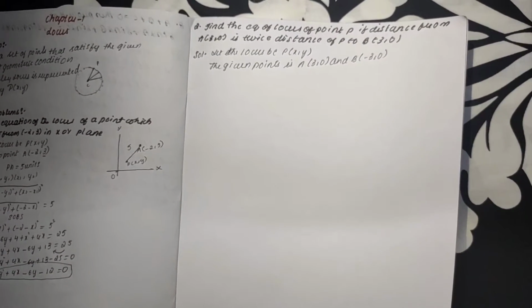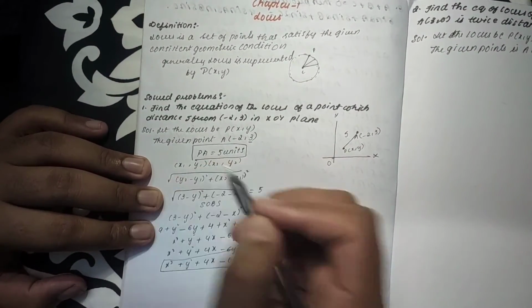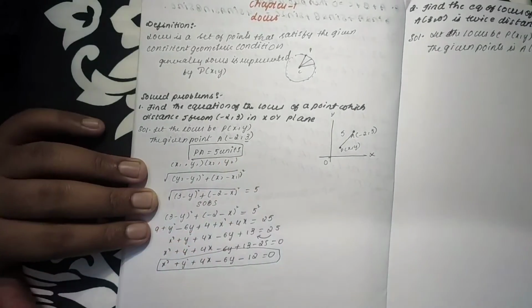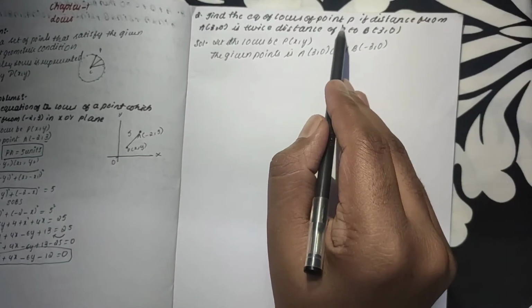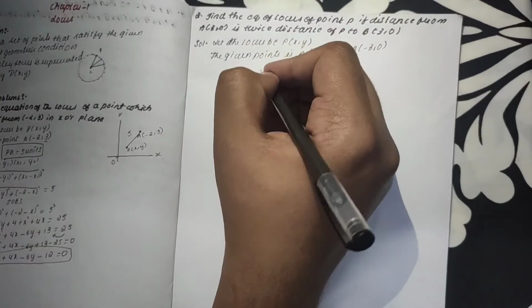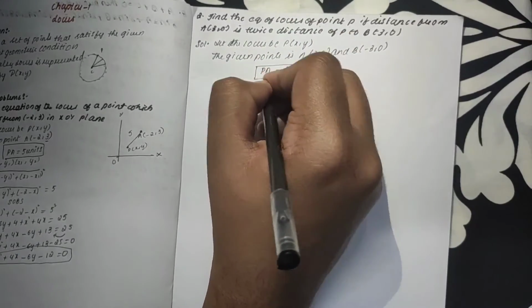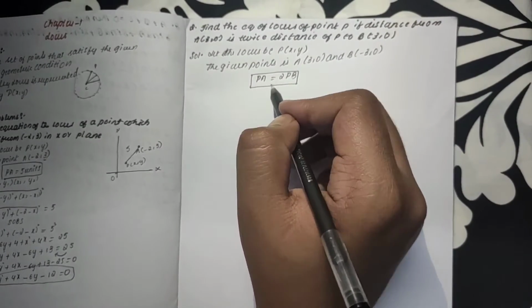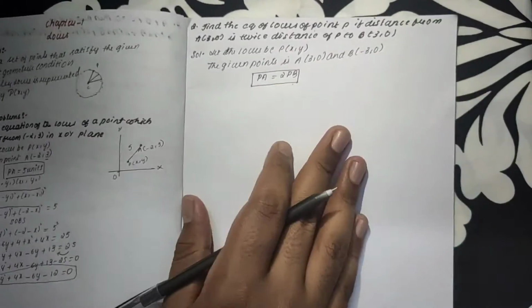I forgot to tell you that in the previous sum, PA equals 5 is the geometric condition. So please remember that. For this sum, it is given that the distance PA is twice PB. So this is the geometric condition for this question. If you know how to draft this geometric condition, you will easily solve this problem.